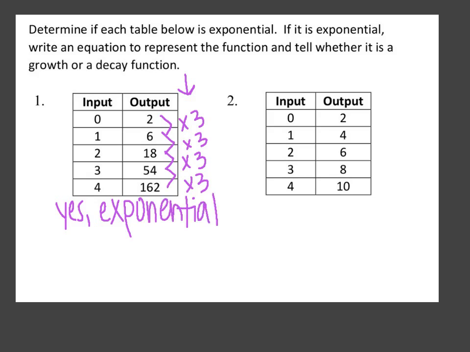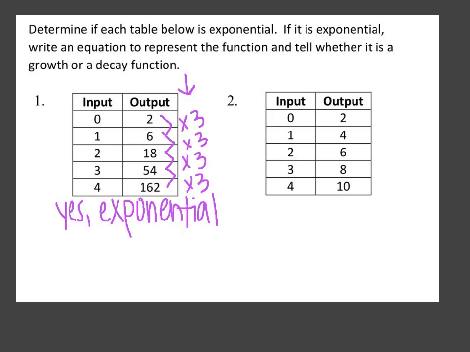Let's look at table number 2. I'm looking at my output values and trying to find a pattern. Now again, we want the pattern to be either multiplying or dividing for it to be exponential. But in this case, I started at a pretty small number and I ended at a pretty small number. 2 to 10 is not very big of a growth. So I'm doubting that it's going to be exponential, but let's check anyway. From 2 to 4. Could I multiply easily from 2 to 4? Yeah, well that's times 2. Now does 4 times 2 make 6? No, it doesn't.